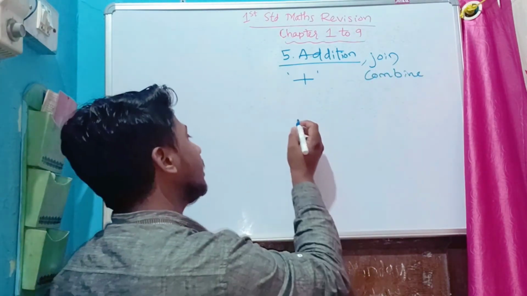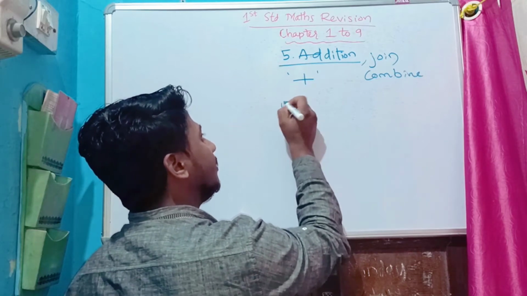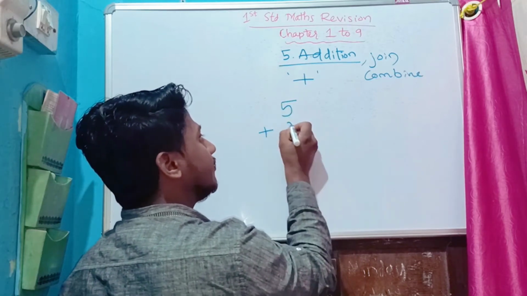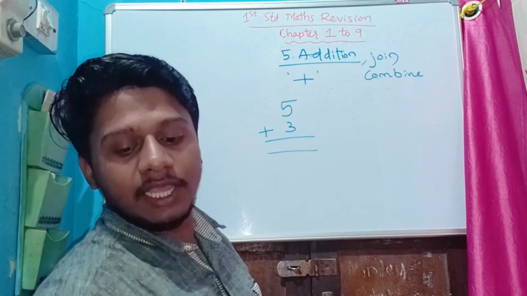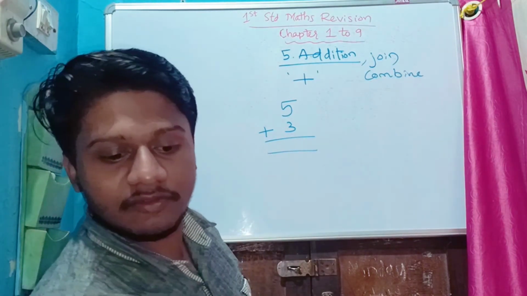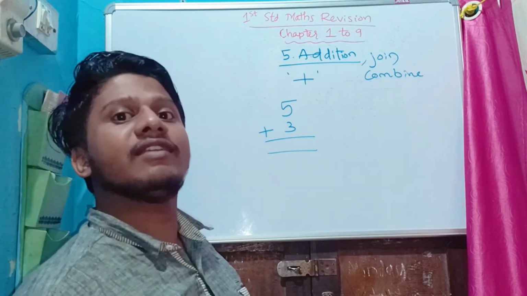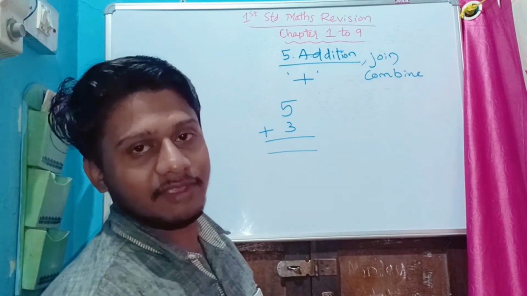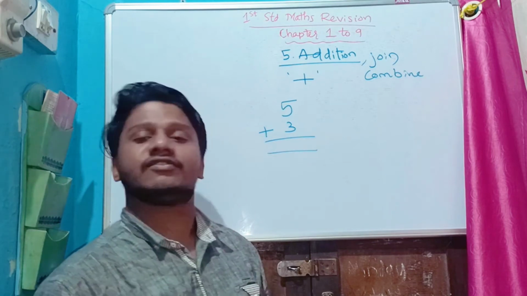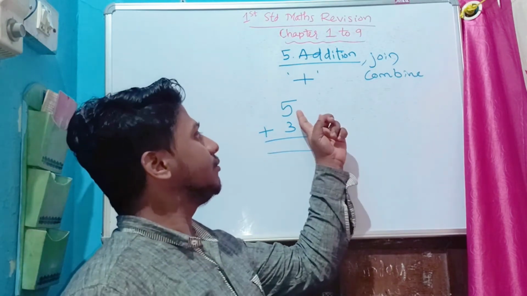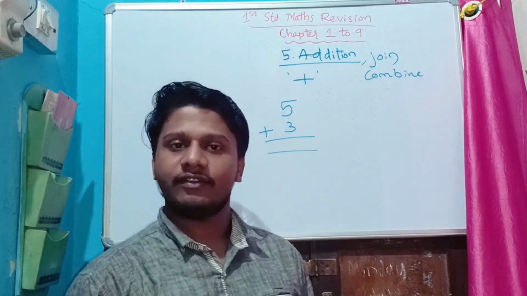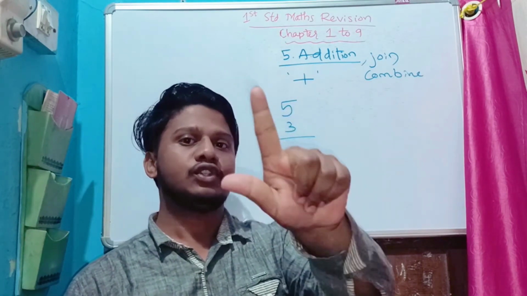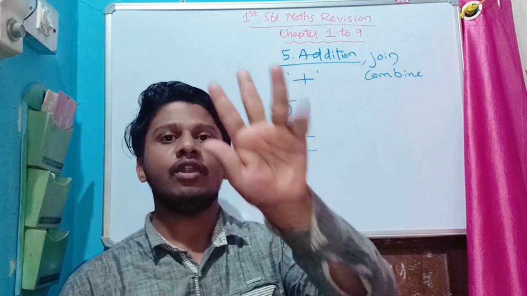Here, say for example 5 plus 3. What will be the answer? This one I did with the help of fingers as well as with the help of lines. So let's do it with the help of fingers first. The first number, take in one hand. What is the first number? That is 5. 1, 2, 3, 4, 5.